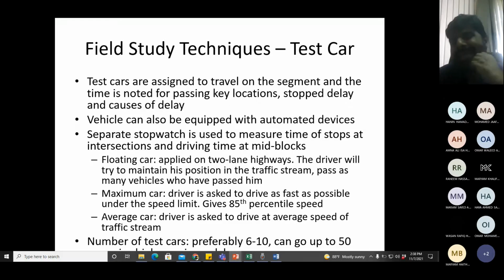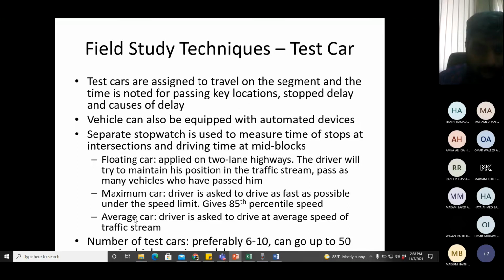Now, the test car technique can be applied in 3 different ways depending upon the type of highway and your requirement. What are you trying to find out? There are 3 different methods of applying the test car technique: floating car, maximum car, and average car. I will go through each one of them, starting from the bottom one.